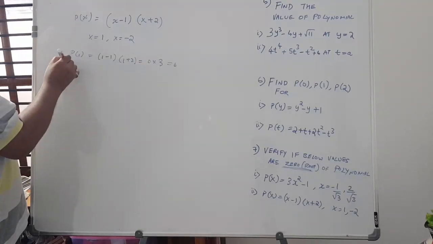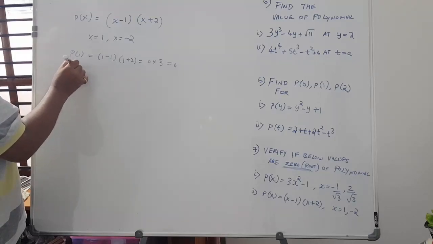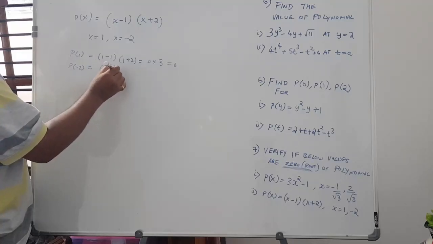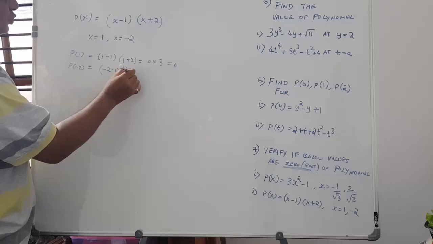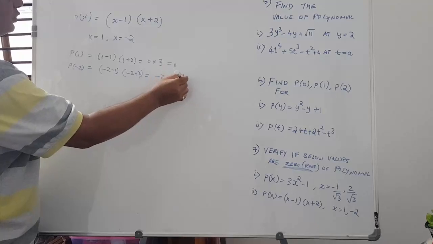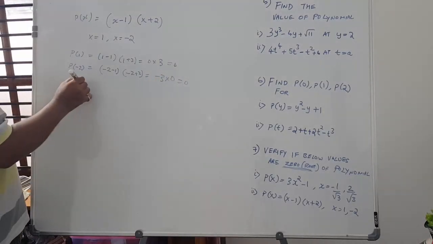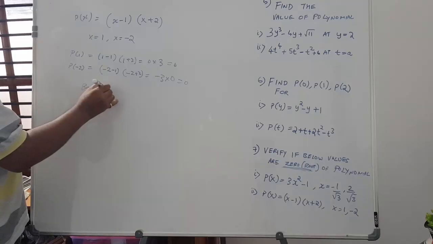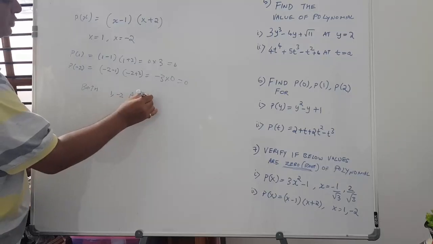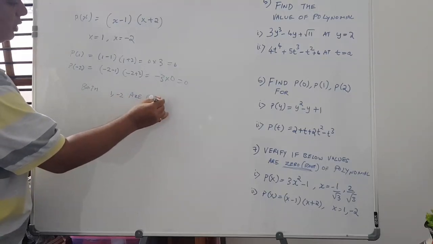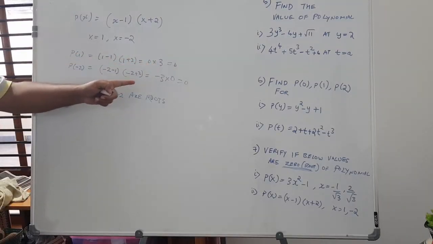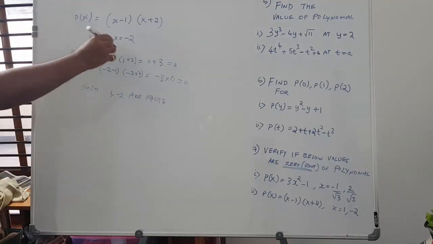Okay, if I take minus 2, then p of minus 2 is equal to minus 2 minus 1 substituting, and minus 2 plus 2, that is equal to minus 3 into 0, which is also 0. So in conclusion, both 1 and minus 2 are roots. Okay, because when we substitute 1 also I get a 0. When I substitute minus 2 also we get a 0. So both of these are roots of this equation.